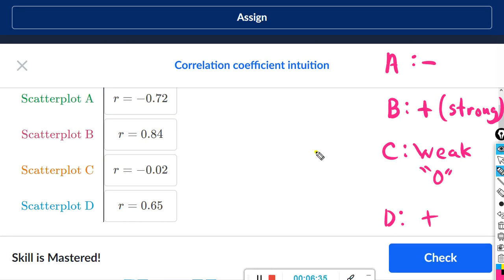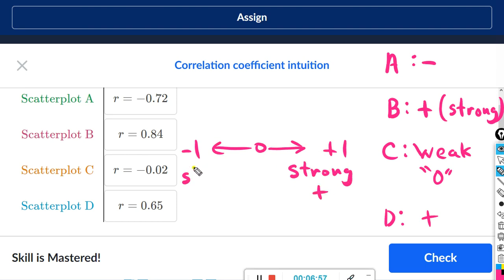Just remember, as you go to +1 or -1, it is a stronger correlation. Okay, so as you go toward +1, that's a strong positive. If you go to -1, that's a strong negative. And if you're at 0, that means the correlation is weak.